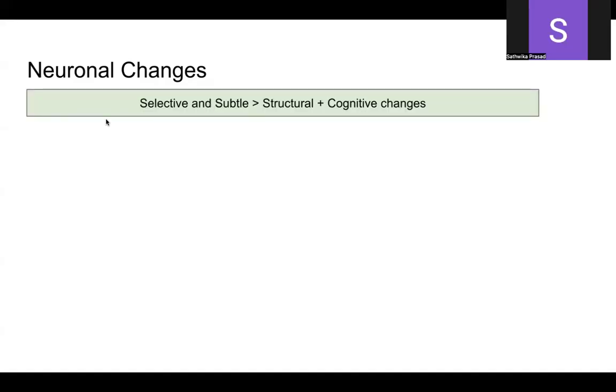Hi everyone. Today I'm going to talk to you about the neuronal changes associated with aging. First, I wanted to point out something really important about neuronal changes. Neuronal changes are selective and subtle.